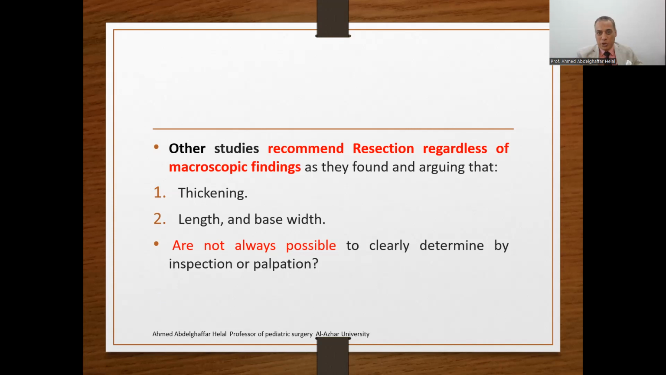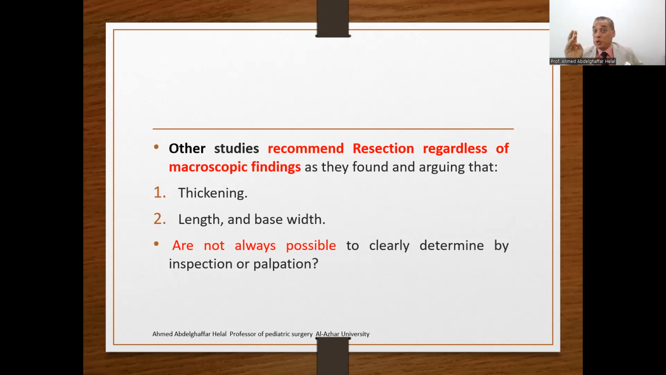The last one, the selective approach, proposed that the pediatric surgeon should check for the Meckel characteristics: the length, the width, the base, and the age of the child. However, some pediatric surgeons say that this is not practical, to look for the characteristics and make a decision according to characteristic features. The thickening, length, and base are not always possible to determine intraoperatively. So give me a solution which is very easy and does not depend on analysis of these criteria. So this recommends resection regardless of the macroscopic features. This school is the same as the first school that recommends resection. So resection may be performed without any requirement for all detected Meckels.